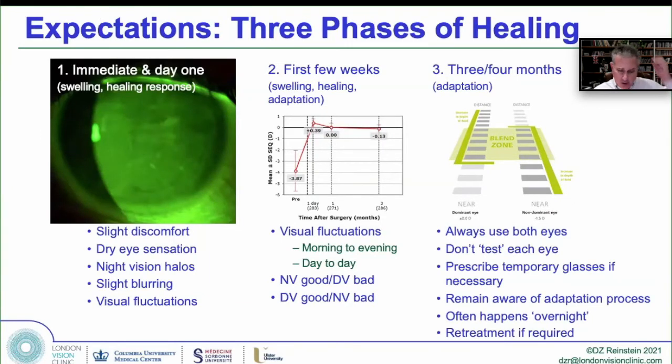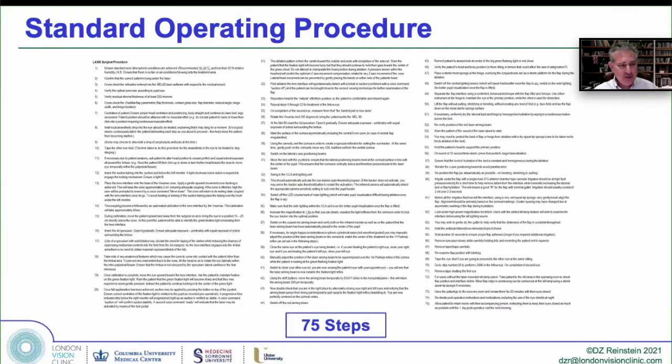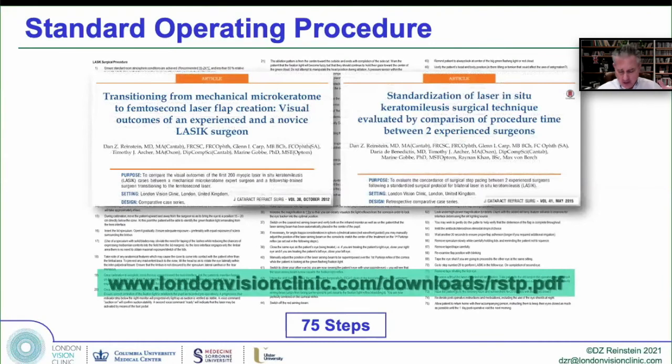So LASIK is a widely performed procedure. There have been over 40 million or 50 million procedures around the world. We teach LASIK twice a year in our Forefront refractive surgery course. We teach it as a 75-step granular procedure so that we can standardize every process and increase safety. We demonstrate that fellowship trained surgeons can perform at the same level of safety as expert surgeons.